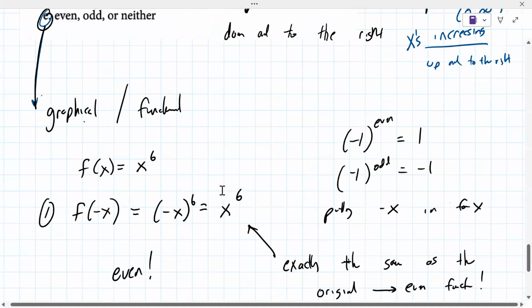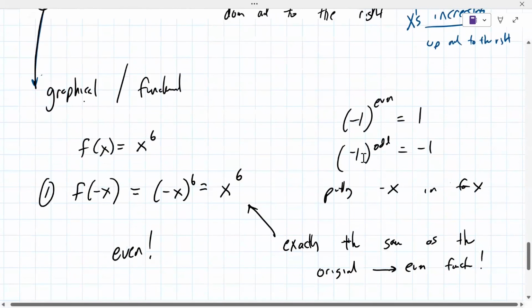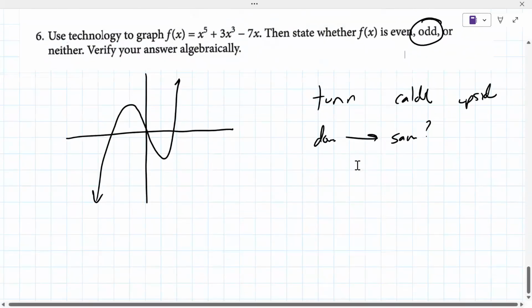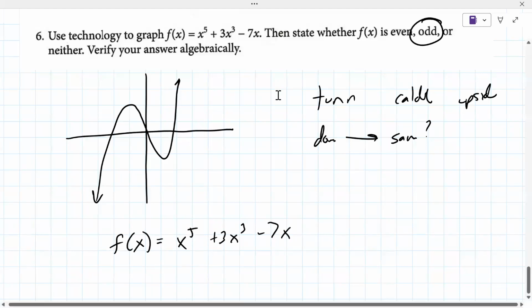For even, imagine there's a mirror along the y-axis. Does it look the same on the left as the right? Or if you were to cut it in half, could you flip it over and it'd be the same? So that's the other way to do it. Now, graphically, we've already kind of talked about how to do it. So that's good. Now, algebraically, it is a little bit more involved.